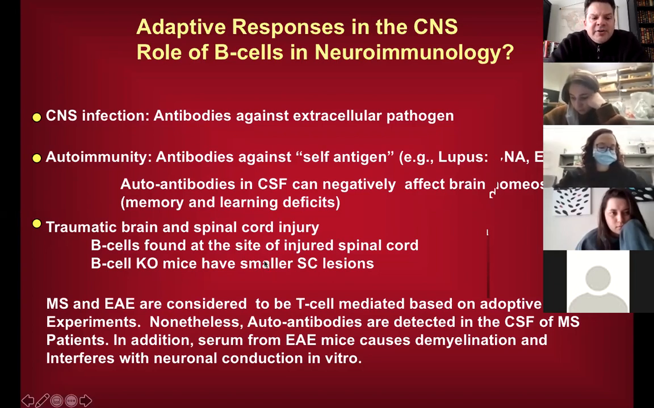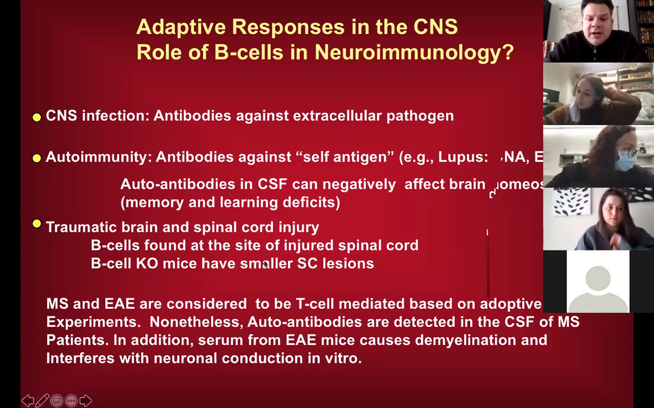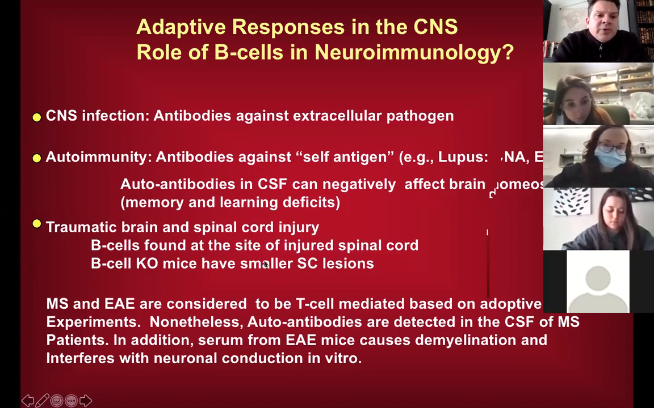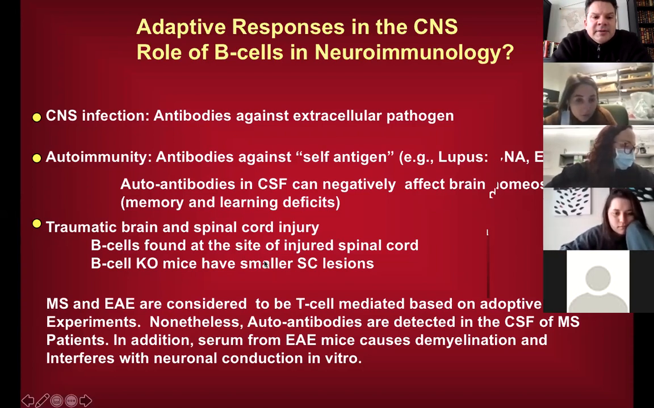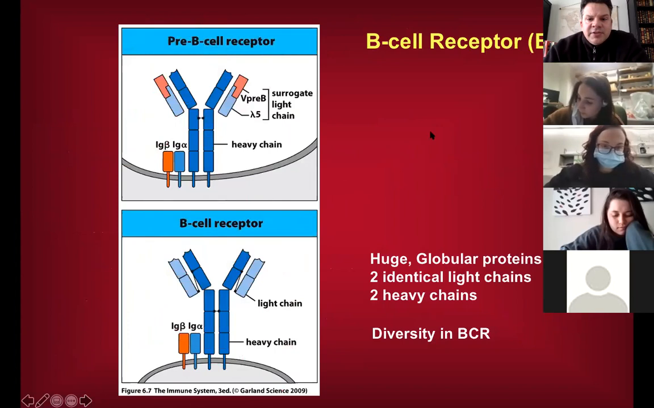There's a disclaimer here at the bottom: MS and EAE, which we'll learn about from Amy Lovett-Racke when she comes to talk, is really a T cell mediated disease, meaning that I could take reactive T cells from one animal, inject them into another animal and get disease. You can't do that with B cells. But nonetheless, B cells seem to contribute to pathology because you have these autoantibodies. And if you take serum from EAE mice and put it into the spinal cord, you see demyelination. So certainly there is some evidence of the B cell being involved here.